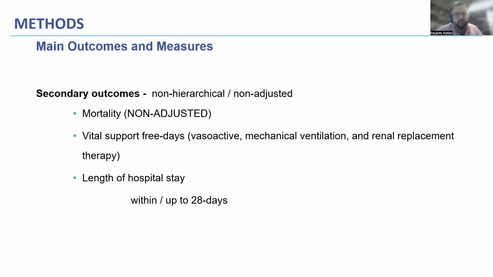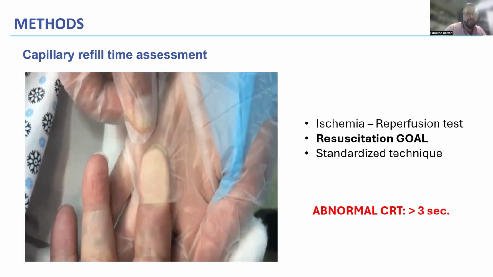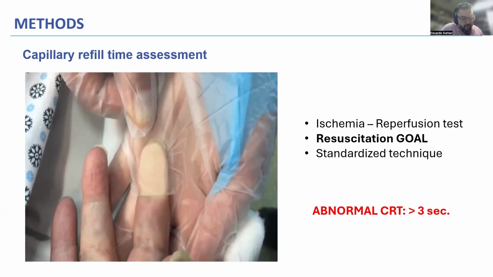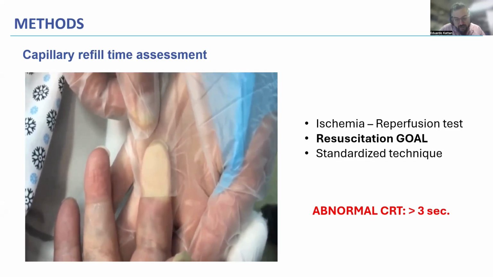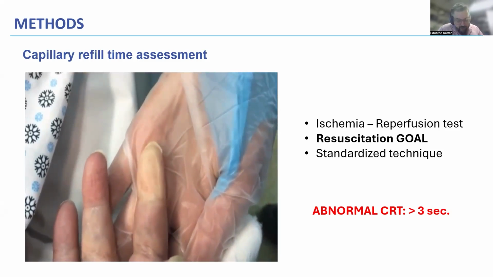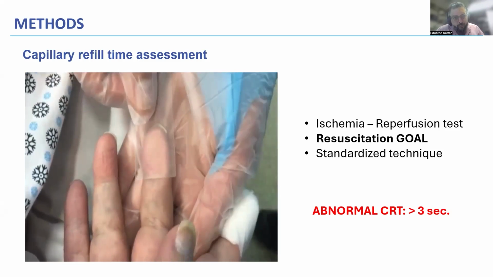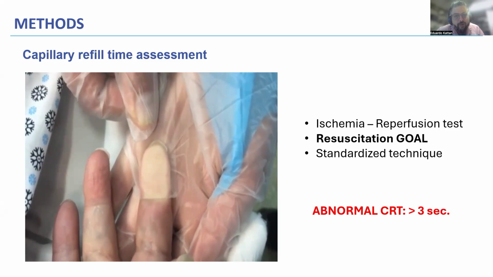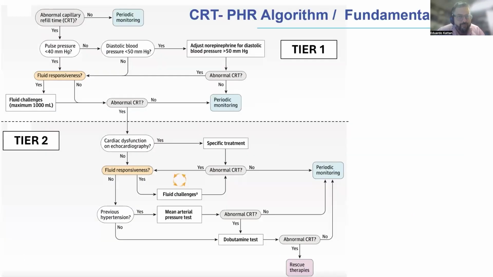Some key aspects of the methods: we standardized the assessment of capillary refill time using a glass probe, compressing the index finger for 10 seconds until the finger became blanched, and then counting with a chronometer the time it took to recolor to the previous coloration. And we considered capillary refill time abnormal if it took over 3 seconds.